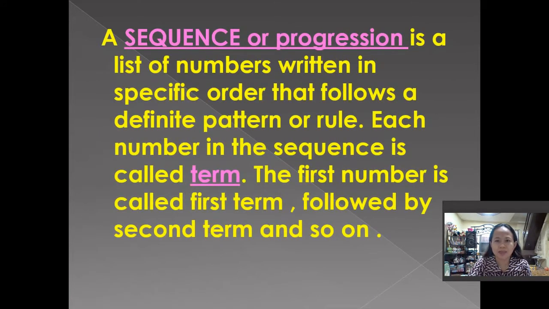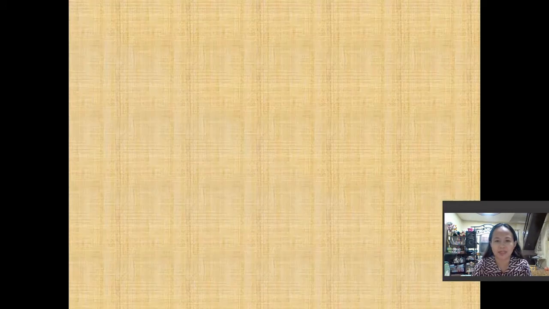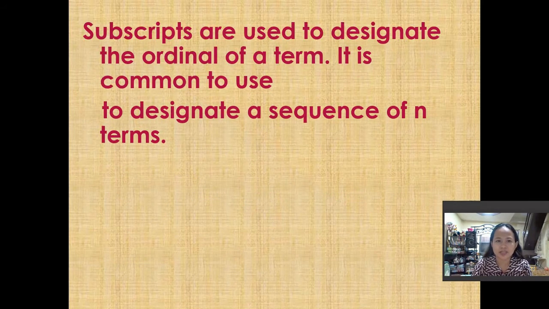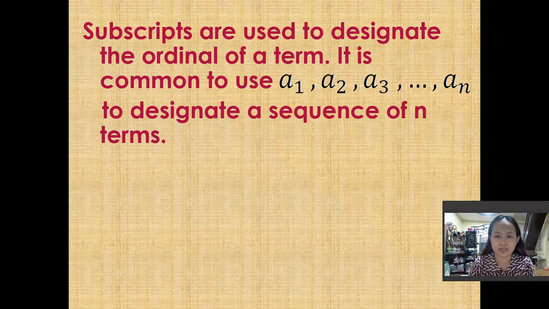A sequence or progression is a list of numbers written in specific order that follows a definite pattern or rule. Each number in the sequence is called a term. The first number is called the first term, followed by the second term, and so on. Subscripts are used to designate the ordinal of a term. It is common to use a sub 1 for the first term, a sub 2 for the second term, a sub 3 for the third term, and so on up to a sub n, the nth term, to designate a sequence of n terms.